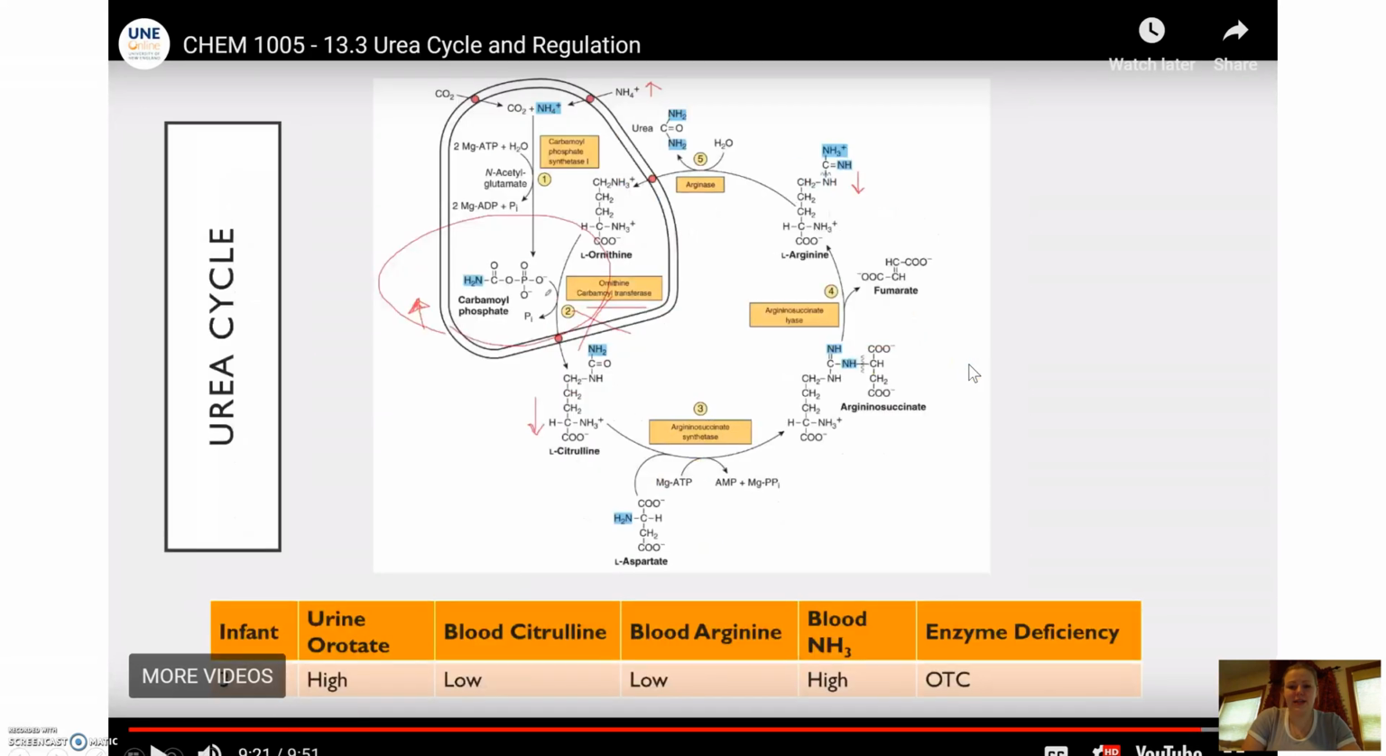For the least likely enzyme to be impaired in this case, I would argue it must be carbamyl phosphate synthetase 1, which is seen here. If this enzyme were inactive, we would not see an accumulation of carbamyl phosphate because it must be active as we're seeing it synthesizing carbamyl phosphate from carbon dioxide and ammonium ions.